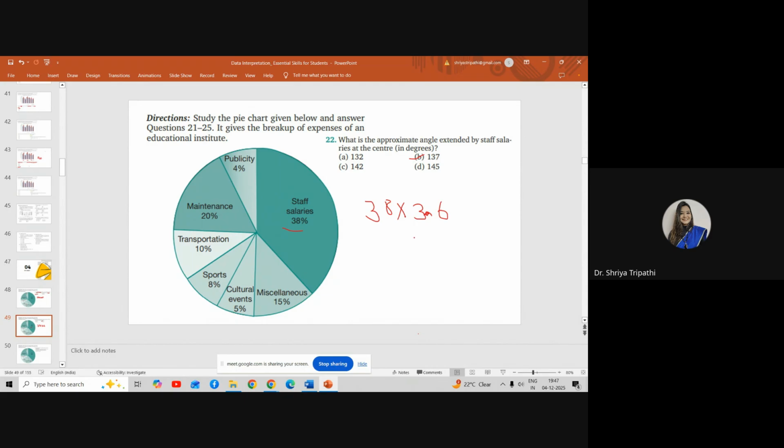Are we getting everyone? If we ask, for example, for transportation, if I'm asking degree for transportation, how much will be the answer? 8 into 3.6.